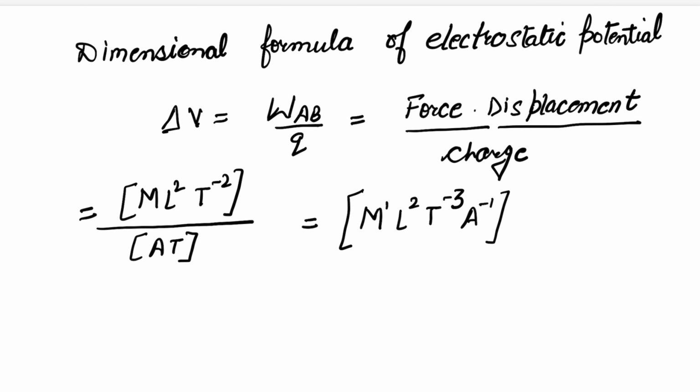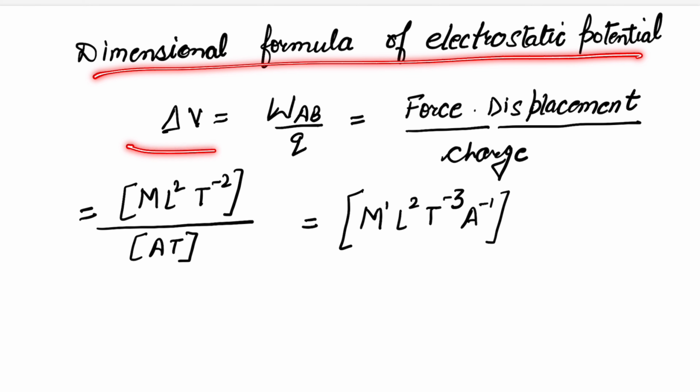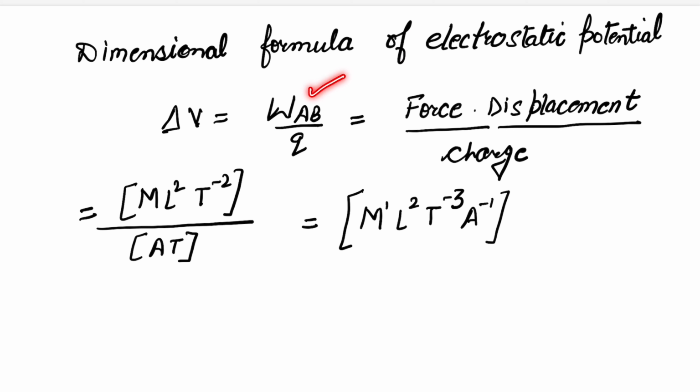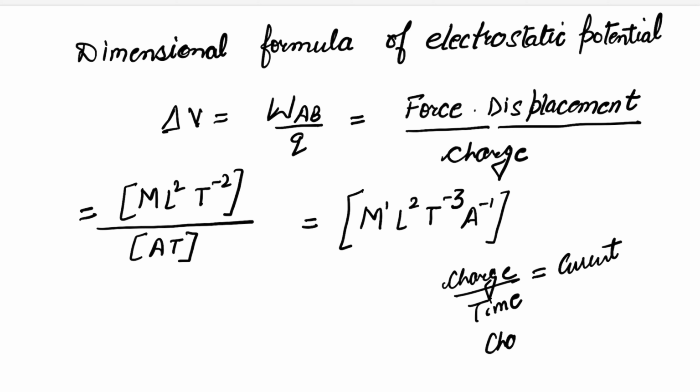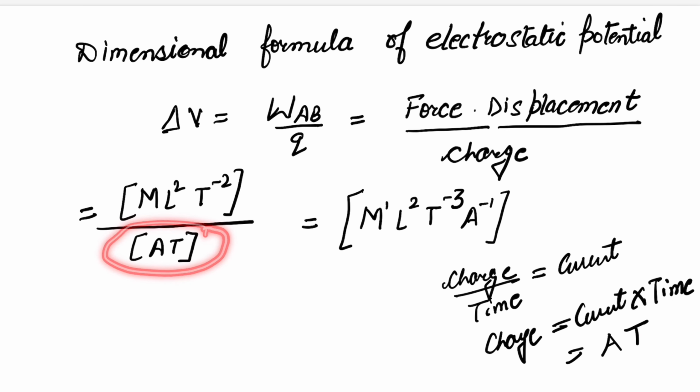Let us calculate the dimensional formula for electrostatic potential or electric potential. The electrostatic potential is the ratio of work upon charge. Work can be written as force into displacement. First of all, let us calculate the dimensions of charge. The charge upon time gives us current, and we know that the charge is the product of current into time, and dimensions for current are written as A, ampere, and time is T. So you can replace your charge with A and T.